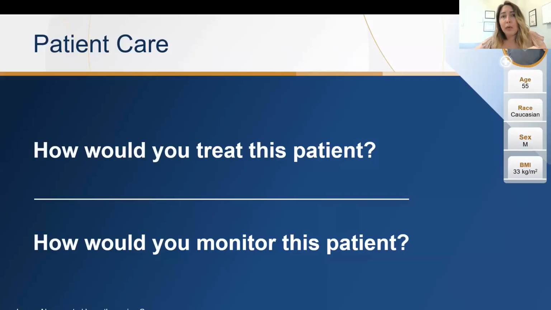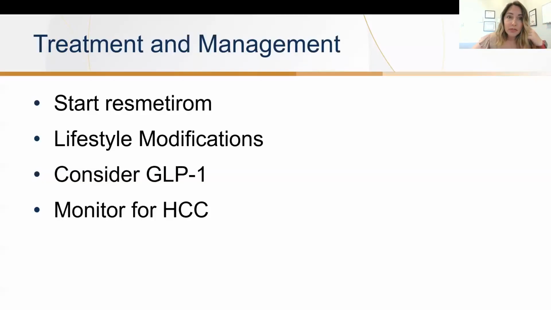I would wait a year before I would repeat some of the things like FibroScan, ELF, in terms of trying to assess any improvements in fibrosis, just to give enough time to truly see a difference in those. So here we are, starting Resmetirom, lifestyle modifications, considering a GLP-1 that can really help with the weight loss.